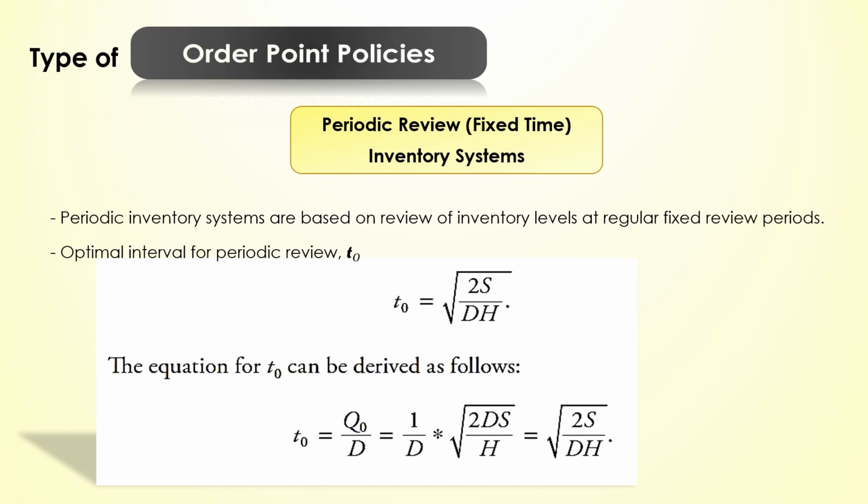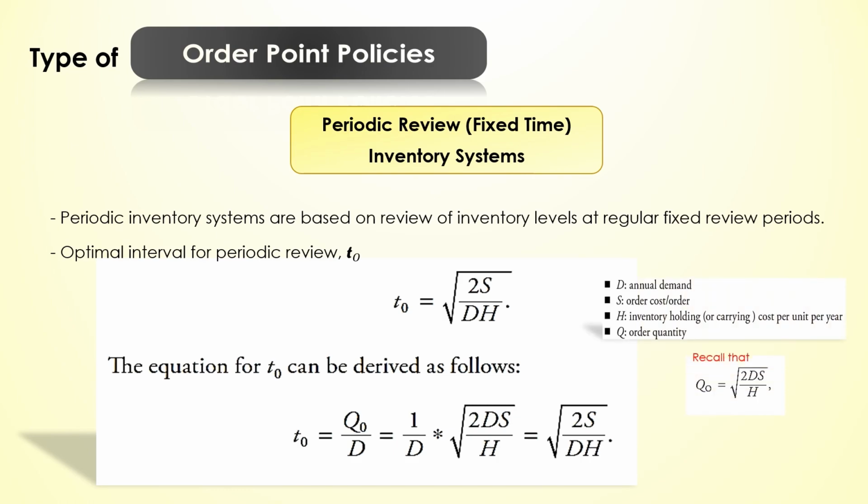So recall that D is equal to the annual demand, S is the order cost, H is the inventory cost, and Q is the order quantity. Recall also that the optimal order quantity is equal to the square root of 2DS over H, the formula we derived earlier, equating ordering cost equal to holding cost. Therefore, substituting the value of Q to the equation of Q over D, the simplified formula for TO is the square root of 2S over DH.